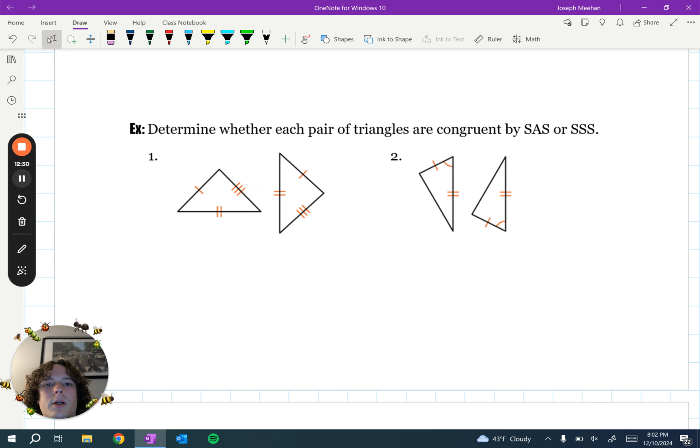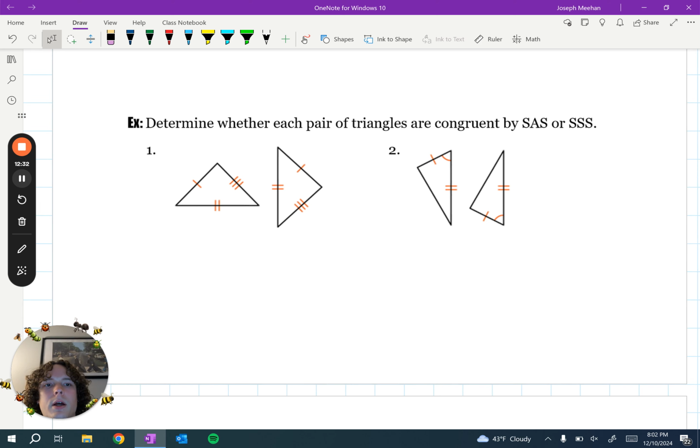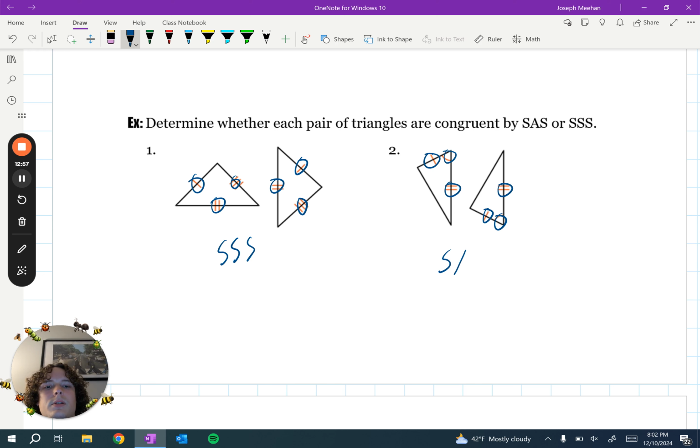Determine whether each pair of triangles are congruent because of side, angle, side, or side, side, side. Looking at number 1, you can see that we have one side and one side, two sides, two sides, three sides, three sides. All right. So 3 sides of one triangle are congruent to 3 sides of another triangle. So these are congruent because of side, side, side. If you look at number 2, we have one side, an angle, then a second side, and a second side. So these ones are congruent because of side, angle, side.